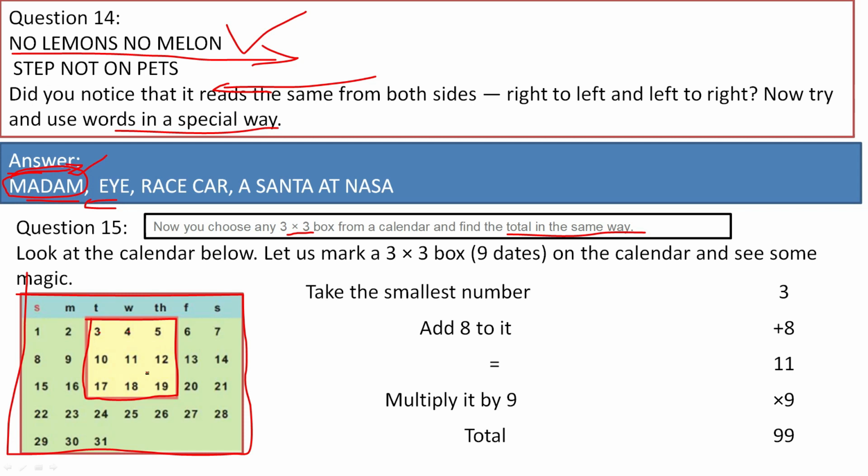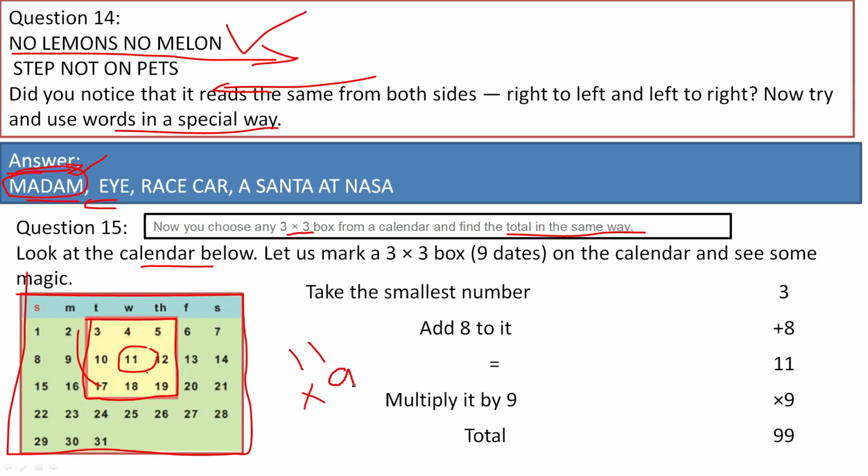What is the middle number? Middle is 11. That middle number, just multiply by 9, you will get 99. The sum of all the numbers inside the square is also 99. That is the calendar's beauty in this question. What we have to do? First you put one box, the middle number 11, multiply by 9.